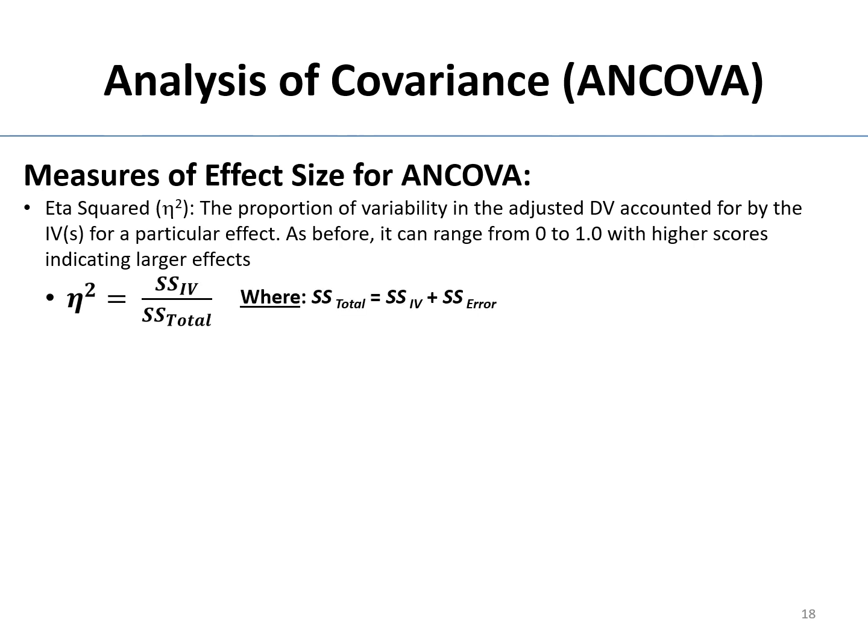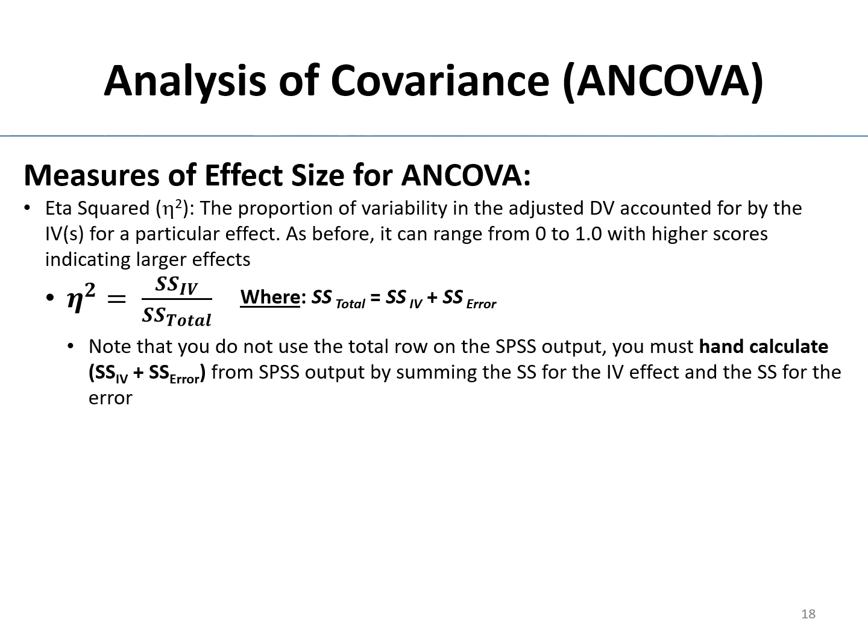There's your formula. It is the sum of squares for the independent variable divided by the sum of squares total. But note that the sum of squares total, you have to hand calculate it, so don't use the one that comes in the SPSS table. Sum of squares total is just the sum of squares for the independent variable plus the sum of squares error. Not included in there is the sum of squares for the covariate. So you must hand calculate that sum of squares total as the sum of squares independent variable plus sum of squares error, because I don't think you get the correct number in SPSS, so just always hand calculate it.